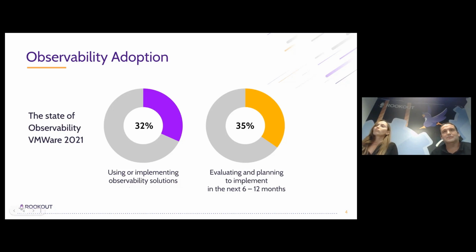So, observability adoption. In the State of Observability, the latest report from VMware 2021, we see that a third of companies are already using or implementing observability solutions, which is not surprising. And another third is thinking of implementing an observability pipeline in the next six to twelve months. So what do you think of that? Are those numbers surprising? No, not at all.